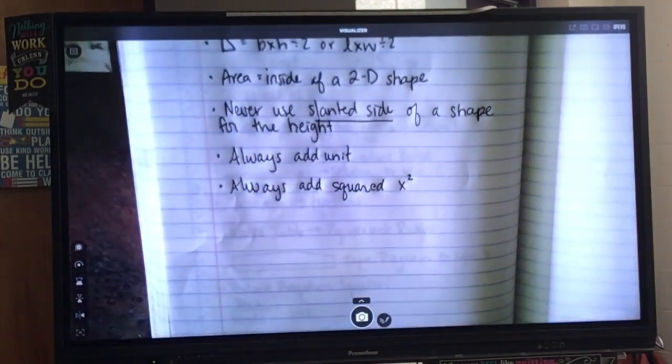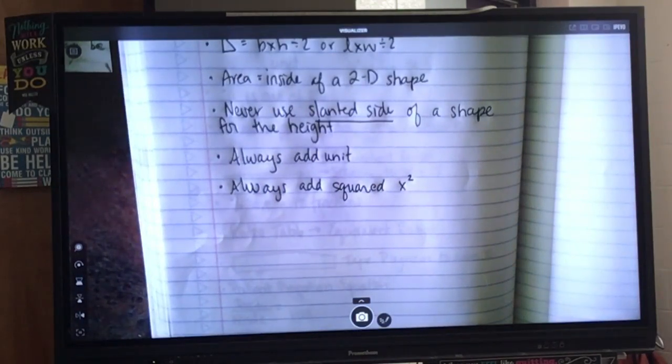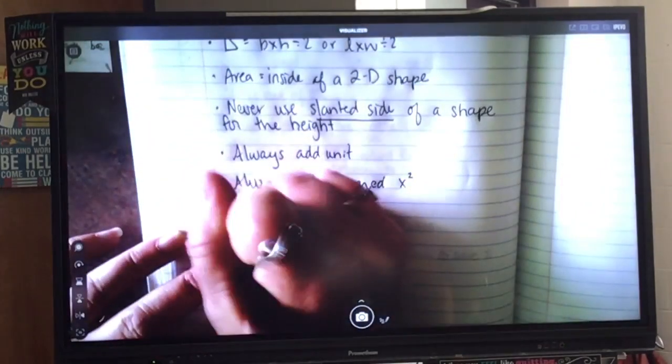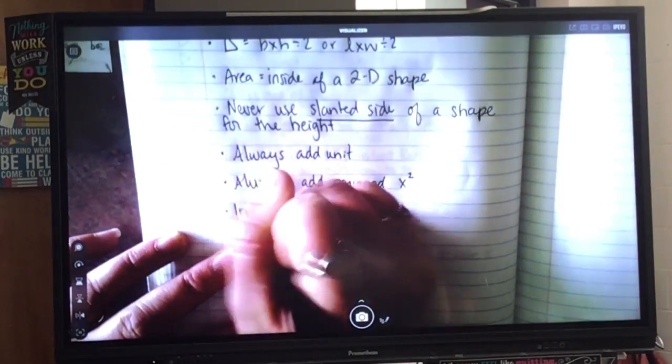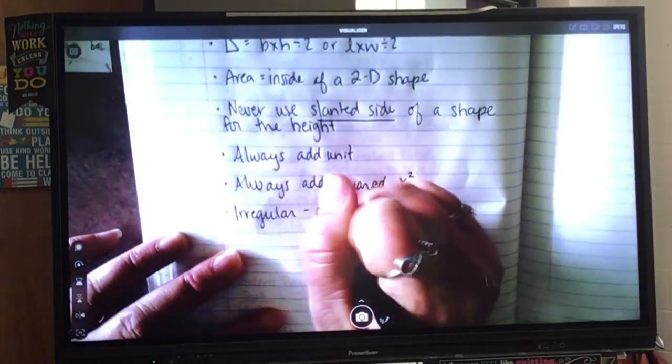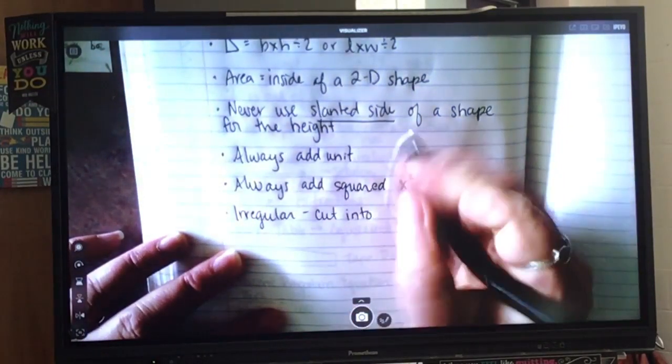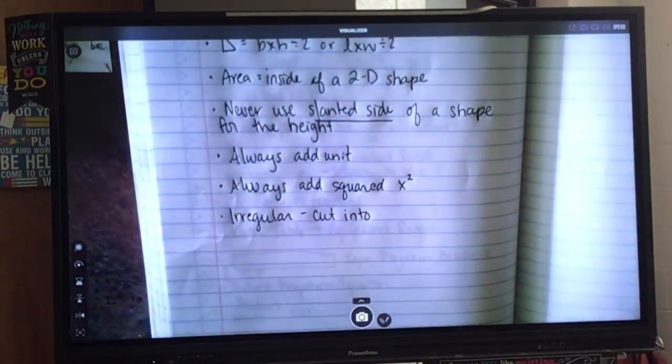Alright, what else? What about irregular shapes? Let's talk about that for a minute. How do we find the area of an irregular shape? Just cut it into two shapes and add them together. Or just cut it into shapes that you know, okay.